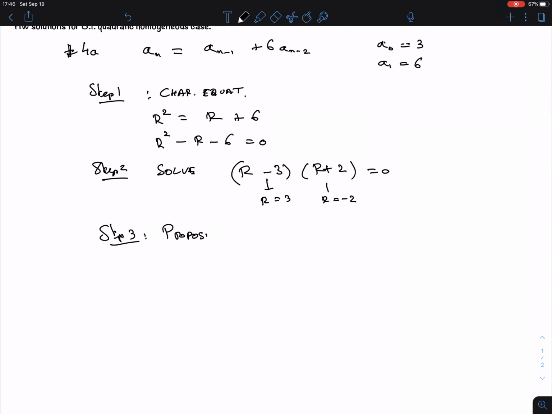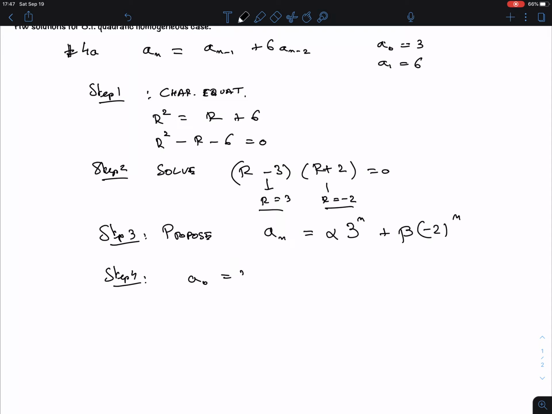We know that a general solution will always look like this: a_n will look like a coefficient alpha times 3 to the power n, plus beta, let's use a little bit more of the Greek alphabet, times minus 2 to the power n. You take these roots and you take the exponential function with that base. Good. And then the final thing, step 4, now we have to use our initial conditions.